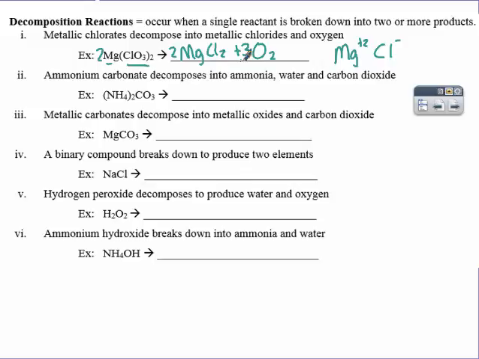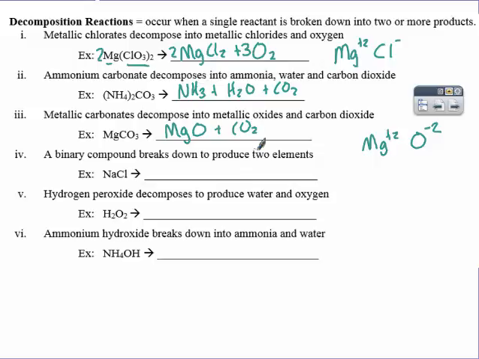So the second one says ammonium carbonate decomposes into ammonia, water, and carbon dioxide. So we have our ammonia, water, and carbon dioxide. And that's already balanced. Next, a metal carbonate will break down into our metal oxide and carbon dioxide. Again, make sure you're always checking those charges. And again, those balance.